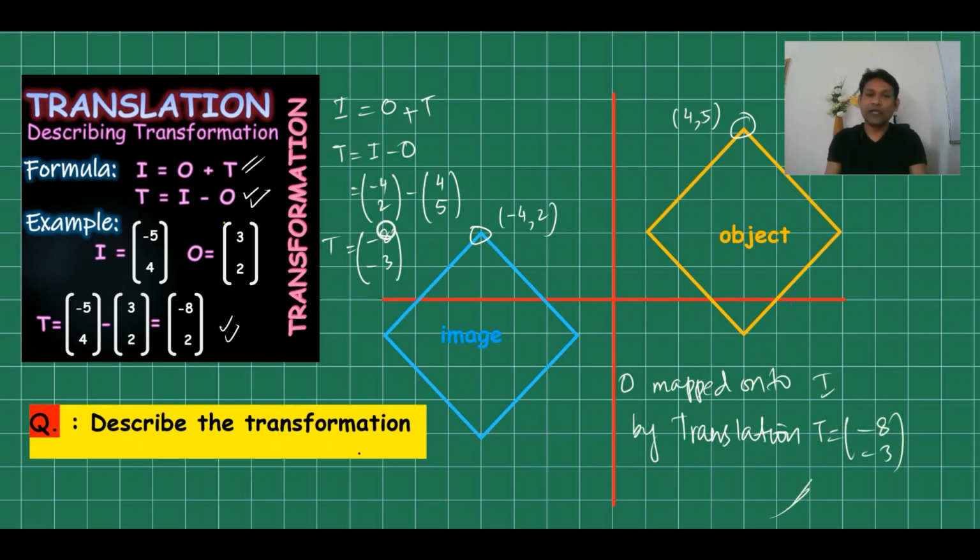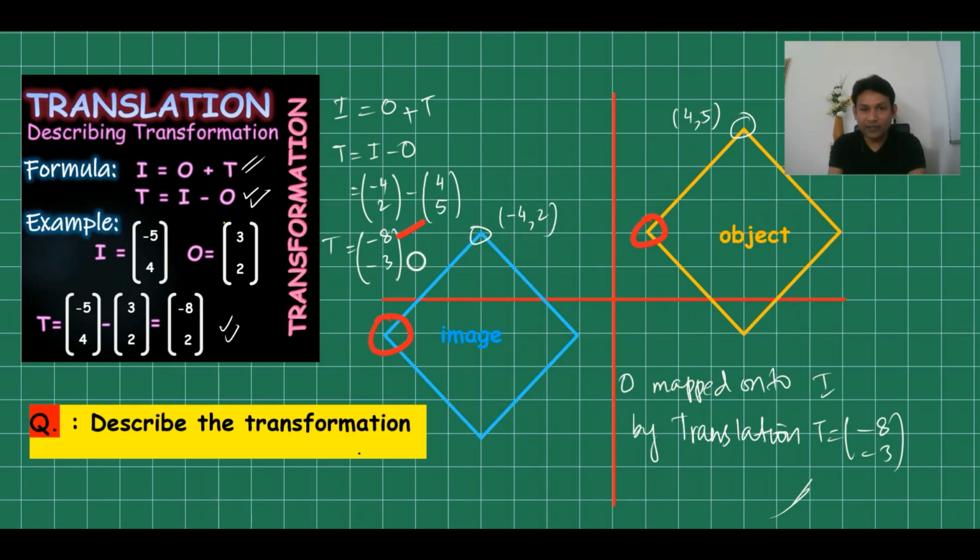Okay, this is one way, where I have used the calculation. Can we do it with the graph? Yes, we can do it with the graph. You can use any of the coordinates. Suppose I'm using this coordinate and this coordinate, because we have to use corresponding points. From this object to image, how many steps are you moving from here? 1, 2, 3, 4, 5, 6, 7, 8. 8 left.